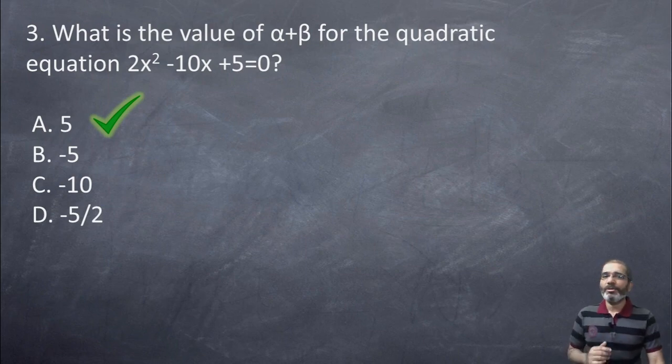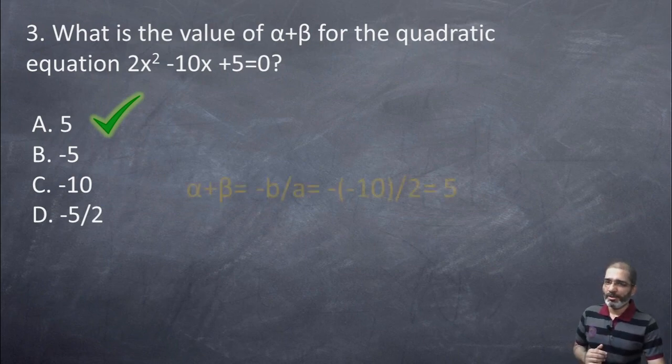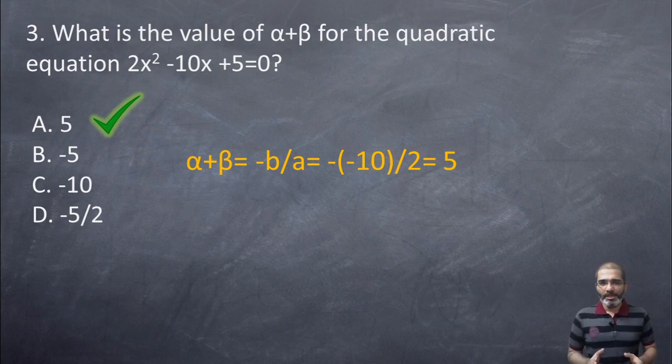Now recall the formula for alpha plus beta. What is the formula for alpha plus beta? Minus b by a. So the value of b is -10 and value of a is 2. So after substituting, what we get is answer 5, that is option A. Let's do the next one.